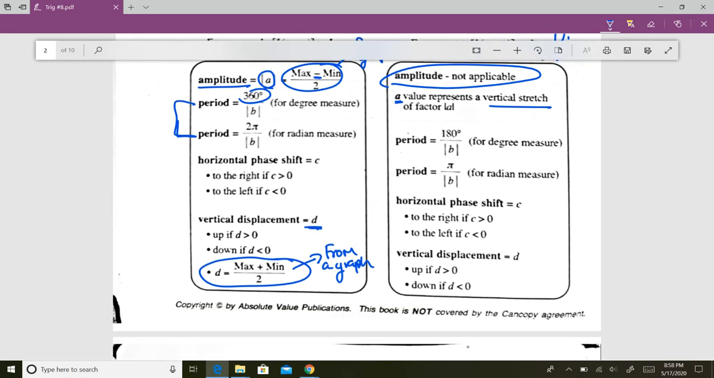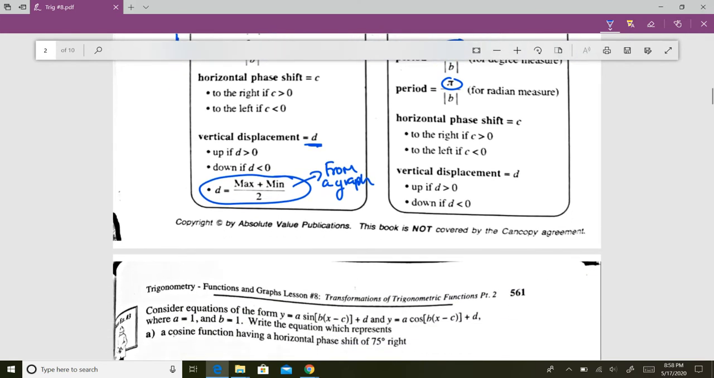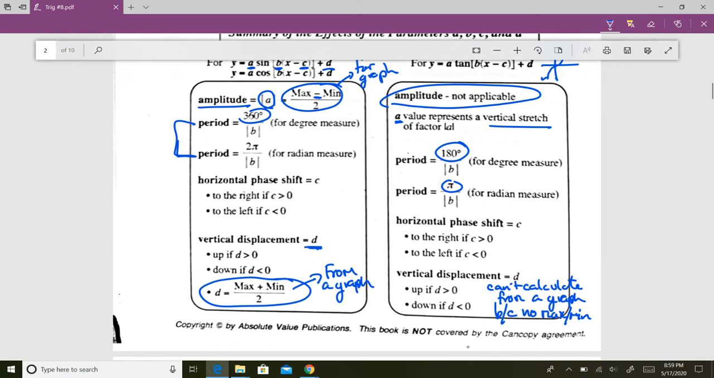Remember, the big difference is the period for tan is 180, or pi, while for sine and cosine it is 360 or 2 pi. C is the same, it goes left to right. The D value goes up and down, but you cannot calculate it from a graph because there is no max or min. Same reason you can't calculate the amplitude.